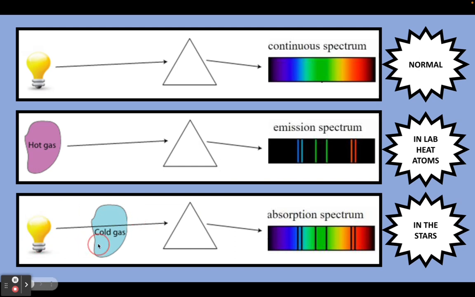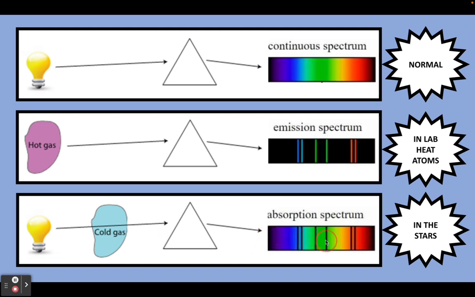Now here, when we're looking at the sun, when we get an emission spectrum, the light source that's emitting all the wavelengths of light passes through a cold gas. Some of those wavelengths of light are going to be absorbed. So the same wavelengths of light that were emitted here are now going to be absorbed here. And so the rest of the light that passes through goes through the prism.